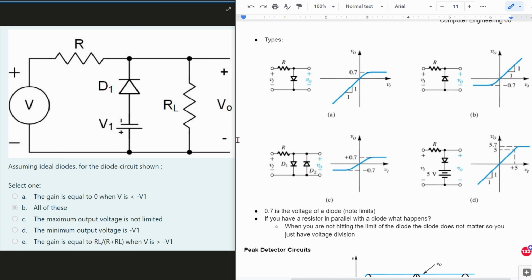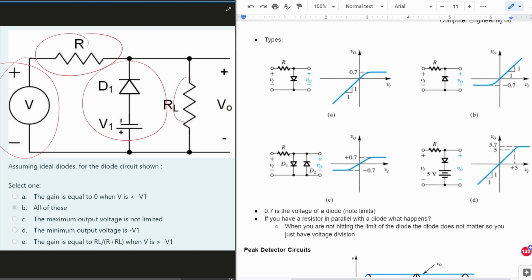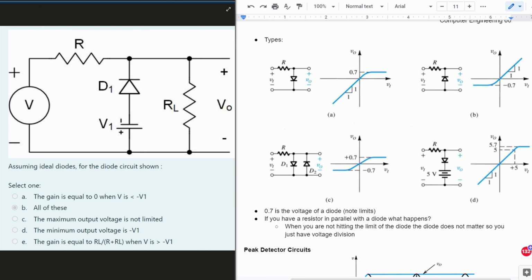Ideal diodes for our situation, we need to find which of these is true for the circuit shown. So with our circuit, there's a few things to note. First, we have some voltage right here, a resistor here, a diode right here, a resistor, and a voltage. Now, without this diode, it would look something like a voltage division. So that's just good to keep in mind.